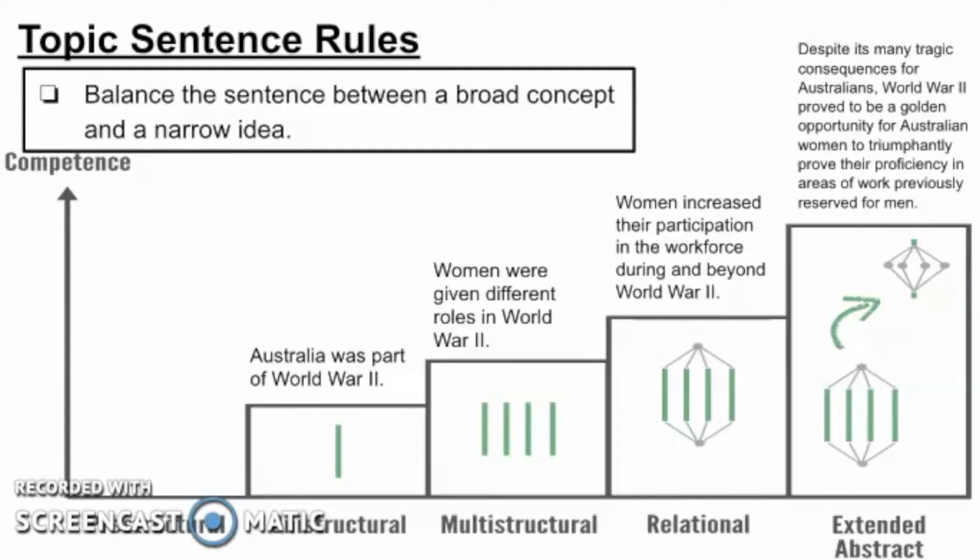Balance the sentence between a broad concept and a narrow idea. Again, having a look at writing a very basic topic sentence using the SOLO taxonomy, we can see that the concept is Australia and World War II. But if we take that topic sentence up to this top part here, we can see that there's definitely the use of abstract nouns. There is a topic and a controlling idea, but it's also been narrowed down.